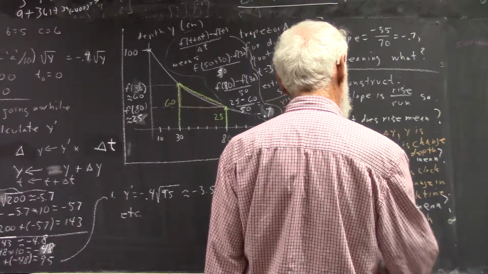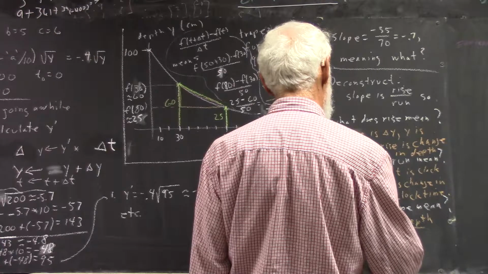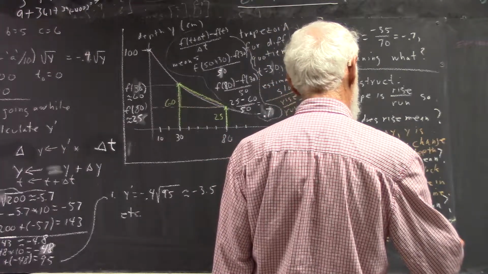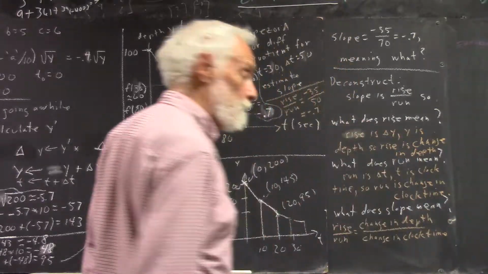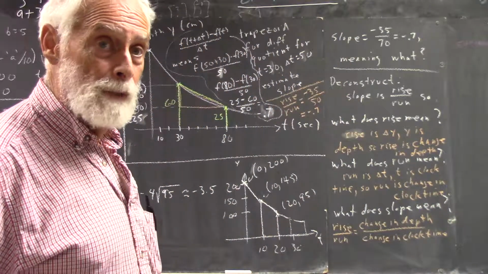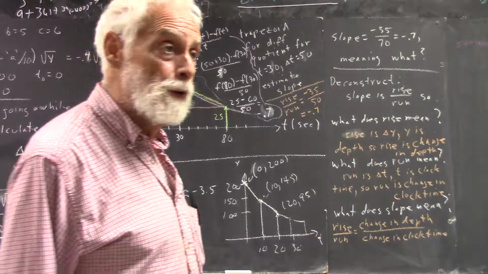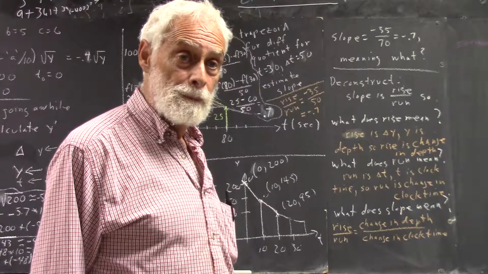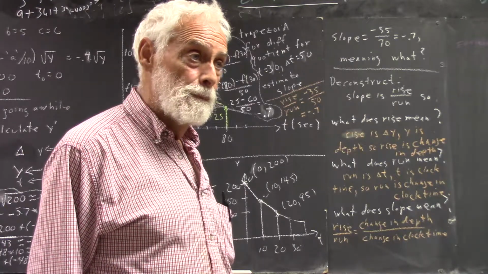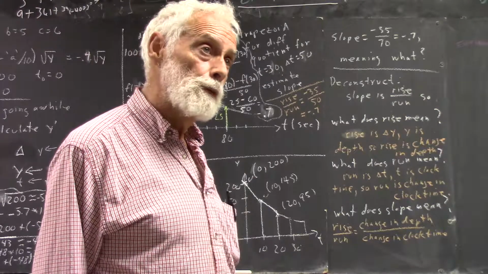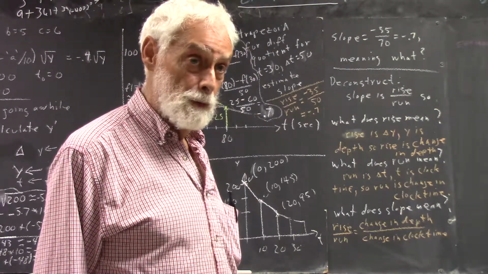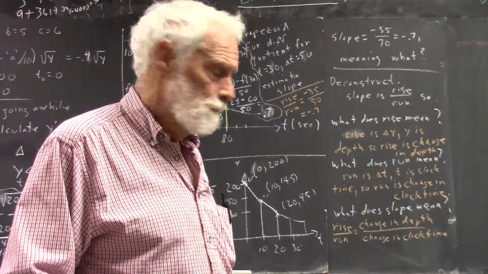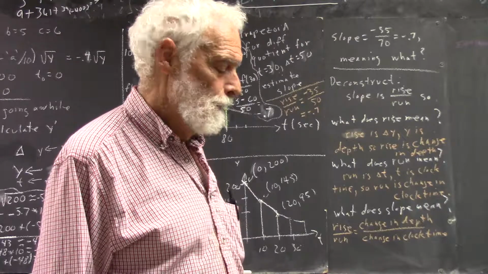Change in depth divided by change in clock time, right? And what's that mean? What's another way of saying the change in depth divided by the change in clock time? Not that quick. The first word starts with an R. Rate of change? Rate of change of the rise, the run. I mean slope. I mean rate of change over.